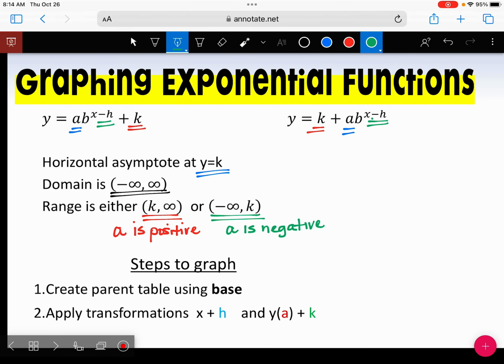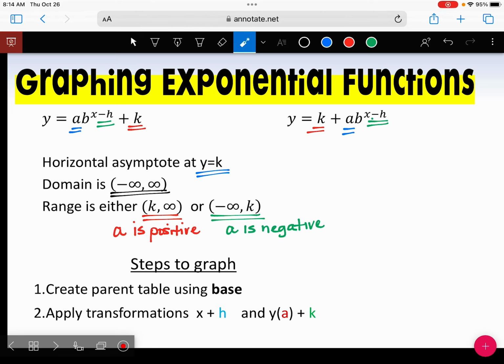I have the steps to graph right under where it says 5.3 notes. I already put these steps in. You don't need to copy it down. I think the easiest way to graph an exponential is to create a parent table using the base and then apply your transformations. All right, so now that we have all the little logistics done, let's jump in and get it started.